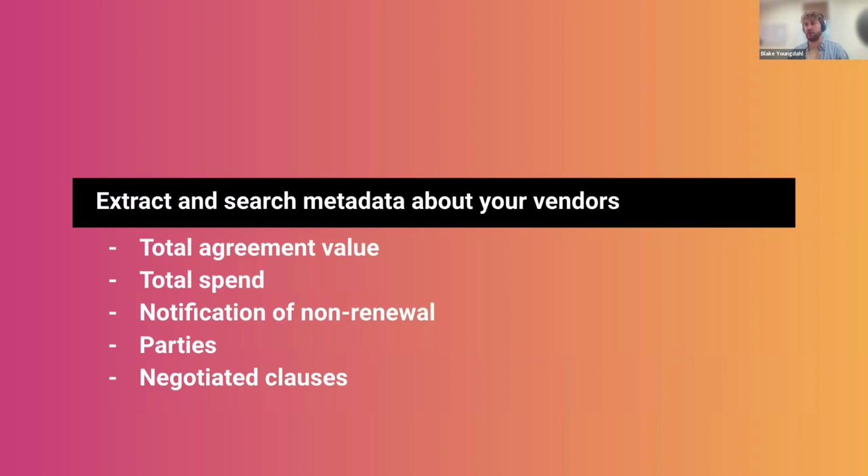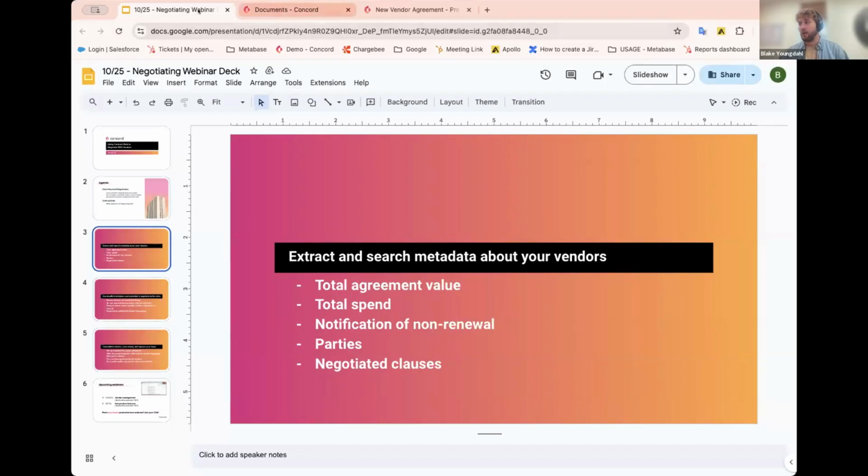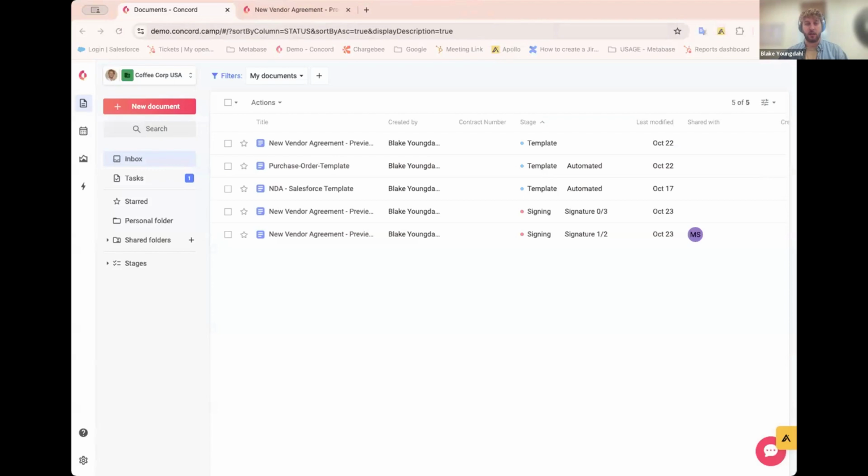So without further ado, I'm going to give a live demo about how to pull total agreement value, how to maybe pull and record total spend, as well as notification of non-renewal, and then also parties and negotiated clauses. Like, where can I find that information? How can I put that in? I'm going to tell you how to do that here. Let me show you.